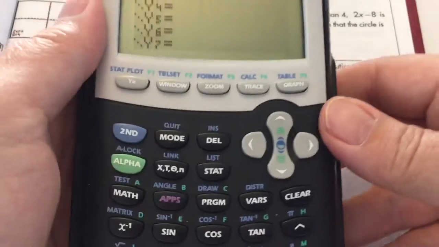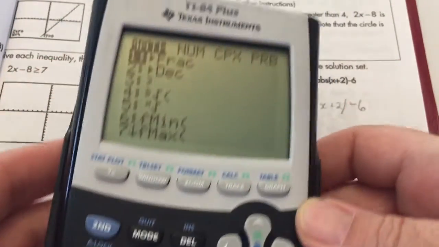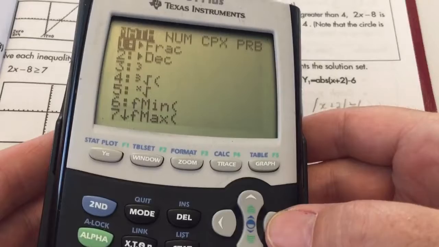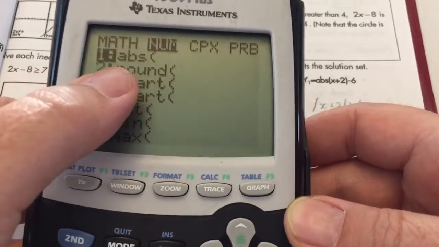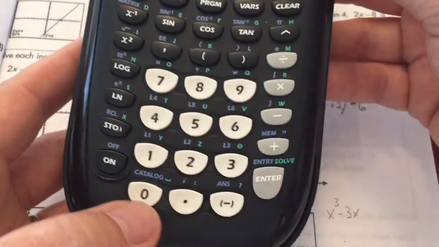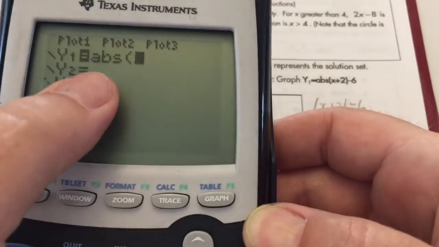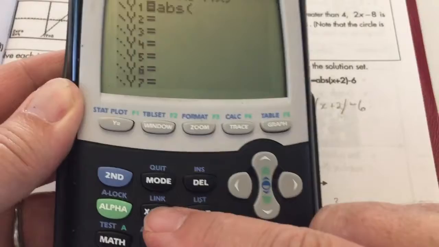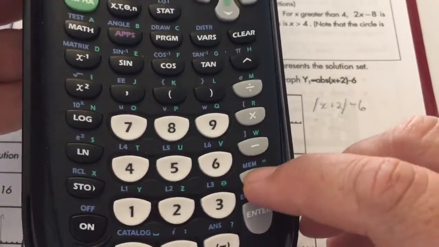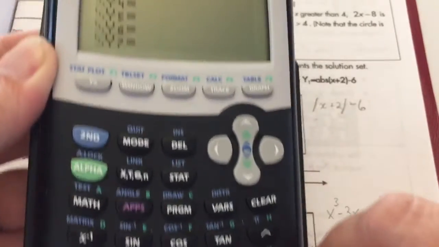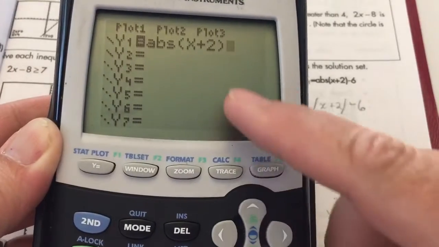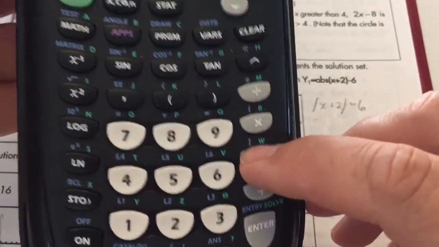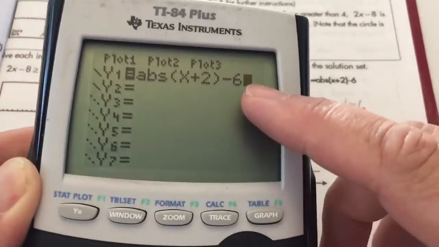So where's the absolute value? If you remember, it's in the math and num. You have to scroll to the right to get the absolute value function. Okay, so you can choose number 1, which puts it into your y equals if you have started from y equals. Okay, and then we press x plus 2, and then we end the absolute value symbols, which in this case are parentheses, and then put in minus 6. Okay, so we've put our function in.